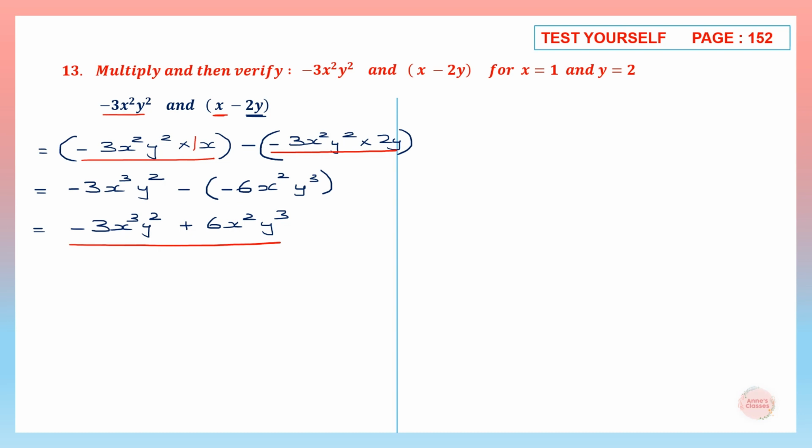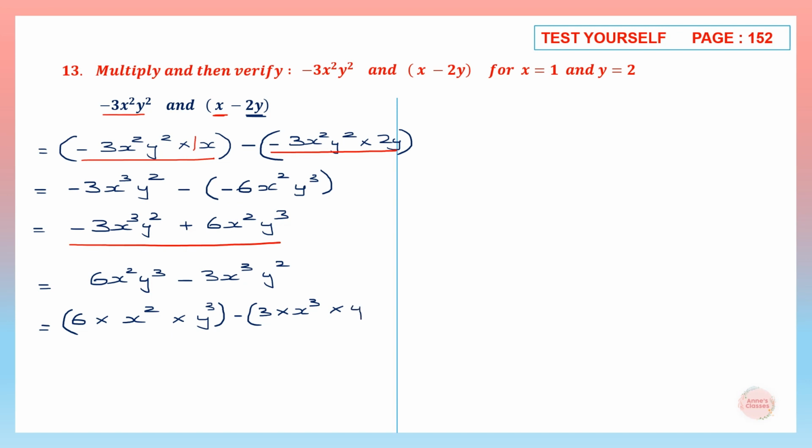Now the question is, and then verify. So what we're going to do is we're going to substitute x and y here with 1 and 2 first in this answer. So let's put this plus sign first. So here we have, I'm just rearranging this. So this is 6x square y cube minus 3x cubed y square. I've just rearranged. Now I'm going to substitute for x and y. So let's first expand this 6 into x to the power of 2 into y to the power of 3. This is this first part minus, on the other side we have 3 into x to the power of 3 into y to the power of 2.